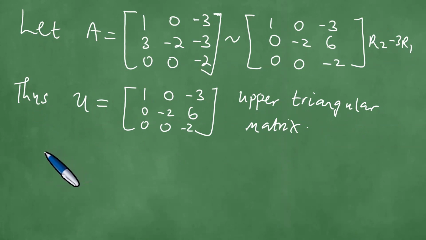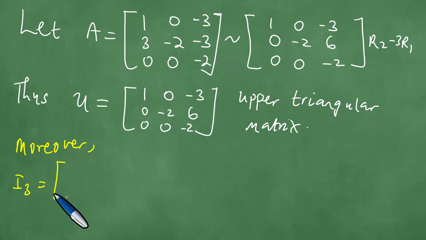Now, a couple of things we need to take into account: now that we have achieved this matrix, we want to be in a position to obtain the elementary matrix that is required. So we have the following. We need to recall that the 3x3 identity matrix, moreover, I3, is 1, 0, 0, 0, 1, 0, 0, 0, 1. Right. So we continue as follows.